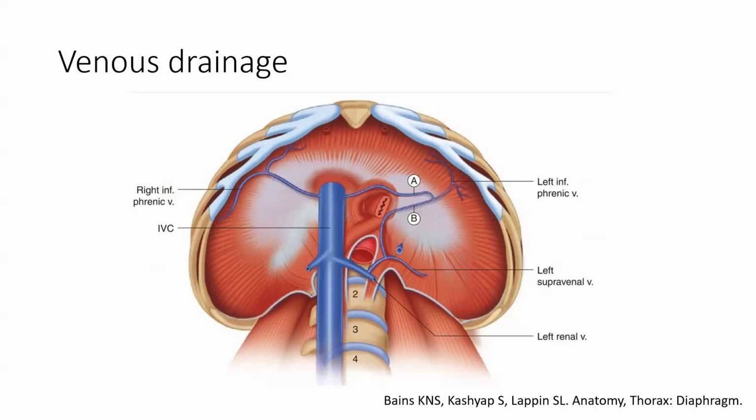And the venous drainage on the superior and inferior surfaces: the veins run along with the arteries, and posteriorly there is some local drainage into the azygos and hemiazygos veins.